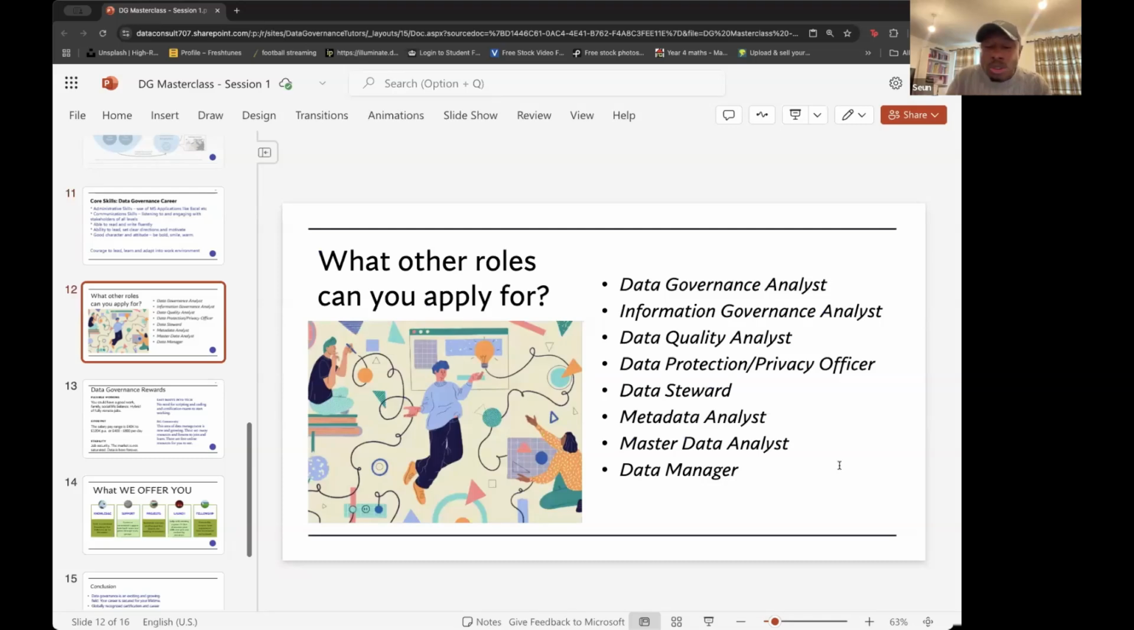Now, if you go on to do a governance course, what can you apply for? Is it like the only job you can apply for is data governance analyst? No, you can apply for a data governance analyst role. You can apply for an information governance analyst role, a data quality analyst role, a data protection or privacy officer role, a data stewards role, a metadata role, a master data role. You can apply for a data manager role as well.